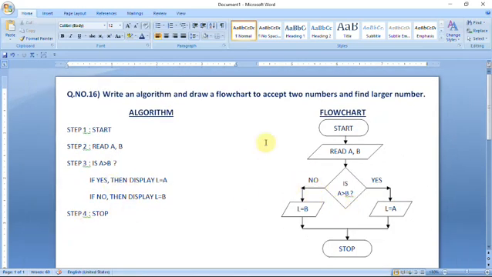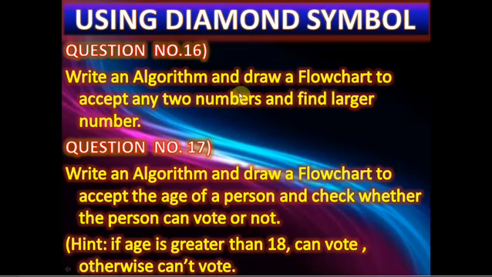And next question I want to show you. Question number 2. Write an algorithm and draw a flowchart to accept the age of a person and check whether the person can vote or not. Here you can see, to accept the age of a person, only one input, and after that you have to check whether the person can vote or not. So let's see this question.